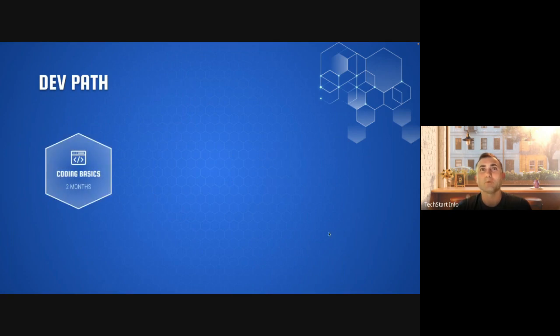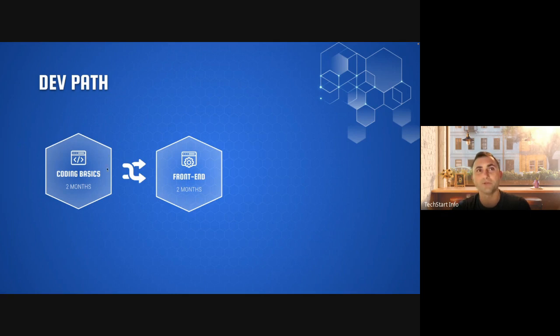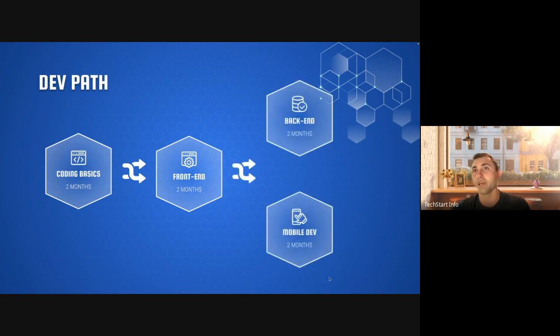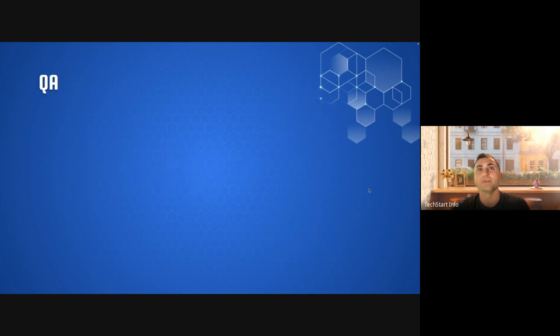Okay. So whoever learns development, people who learn development, they just do coding basics, and then they learn front end, and then at the 3rd level they can choose either backend or mobile development. So this is the development path.